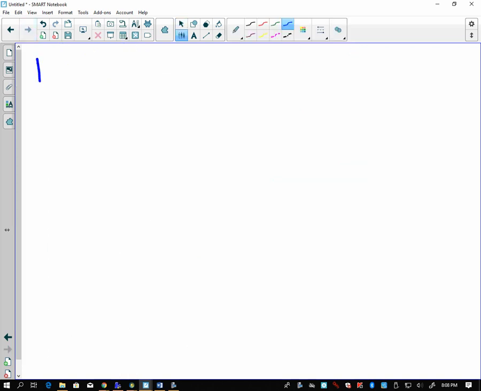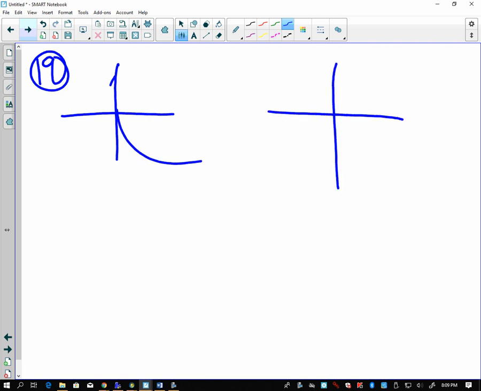19. Okay, 19. We've got a graph. One looks like this. Another graph over here looks like this. We know that this is y equals negative square root of x. We want to know what this is.